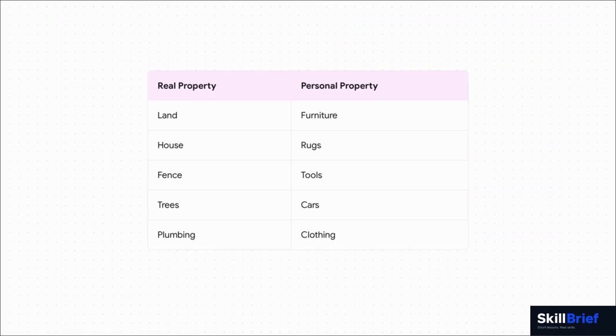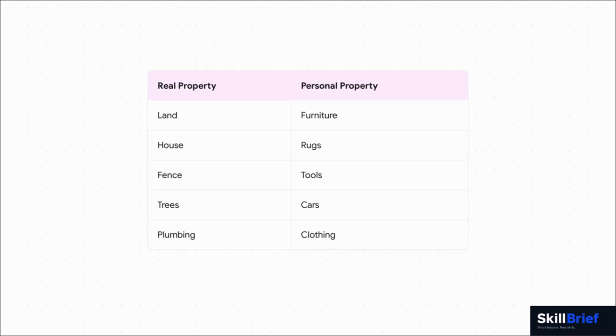Let's ground these abstract definitions in some practical, everyday reality. Think about the land itself, the house built on it, the garage, the fence bordering the yard, the trees rooted right there in the soil, and even the plumbing and heating systems hidden completely inside the walls. These are all permanent improvements, meaning they are real property. Conversely, think about the furniture you put inside that house: your area rugs, the tools in your garage, your cars, your clothes, and the literal moving boxes you use to transport them.